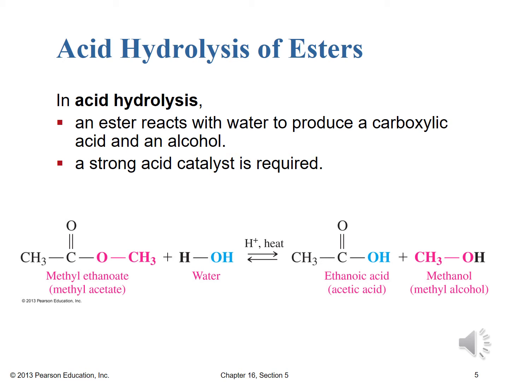It's an equilibrium process. We can just adjust it to try to favor the equilibrium in that forward direction now. So methyl ethanoate, or methyl acetate, plus water in the presence of an acid catalyst and some heat will go back to form ethanoic acid, or acetic acid by common naming, plus methanol, or methyl alcohol by common naming. So there we have it, just the reverse process of esterification is acid hydrolysis of the ester.